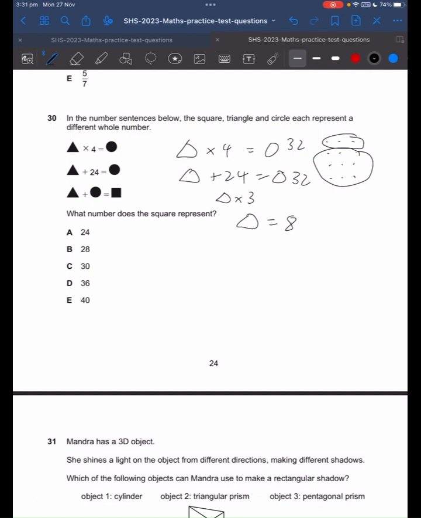So now let's see what the square is equal to. A triangle plus a circle gives us a square. We know a triangle is 8 and a circle is 32. Add that together and we get 40. So the answer is E.